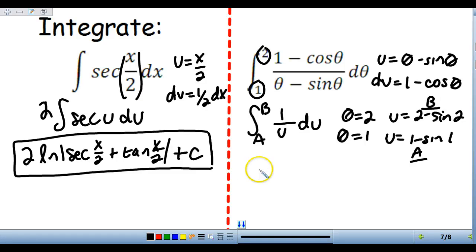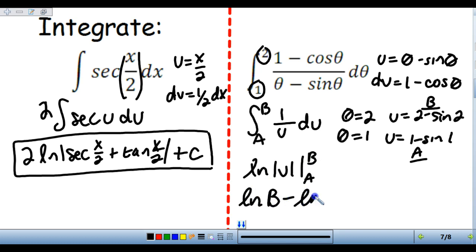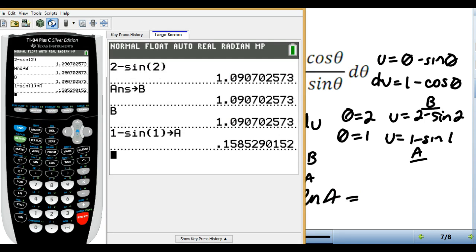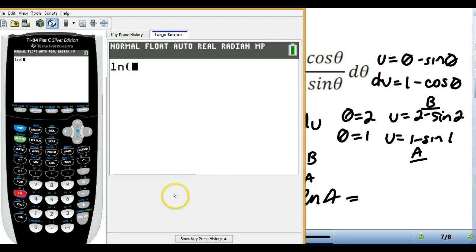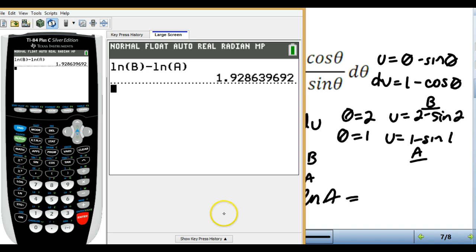All right, so I go ahead and I integrate this, so I end up with natural log absolute value of u. And then my bounds are going to be from A to B. So I can do the natural log of B minus the natural log of A. And I end up getting 1.928.